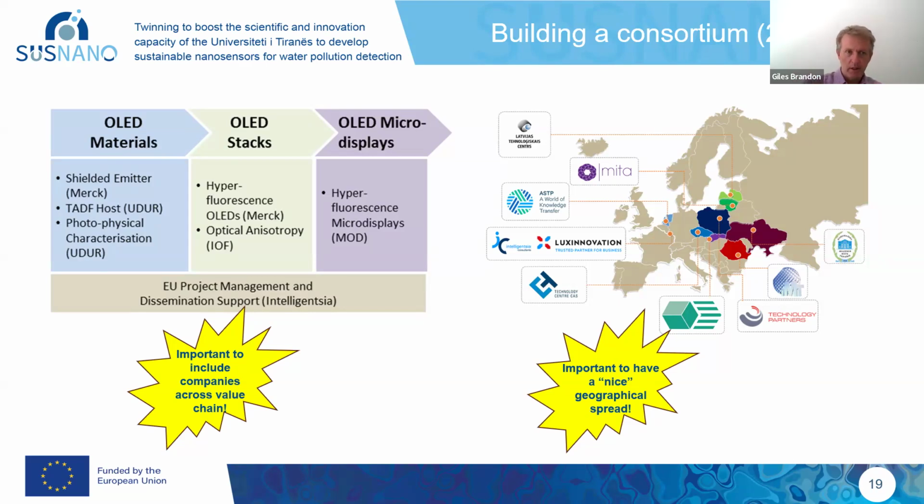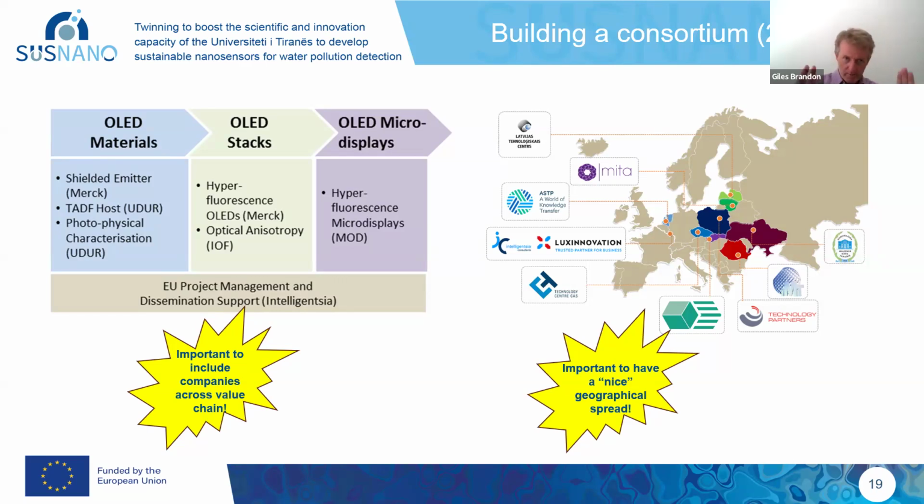So in our case, with the organic light emitting diodes, OLEDs, we could see that there were organizations working on the materials side. In our case, we ended up having Merck in our consortium. There were also companies developing the stacks. Again, Merck was a company exploiting commercially that part, so we had them there. But then lastly, the actual OLED micro displays. There was a French SME working in that field, and we had them in the consortium.